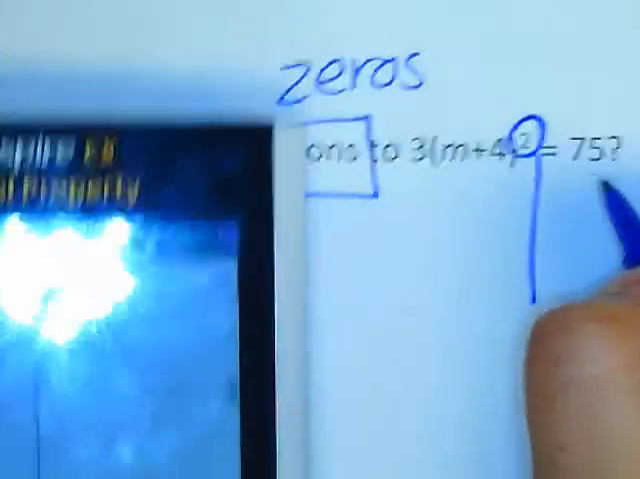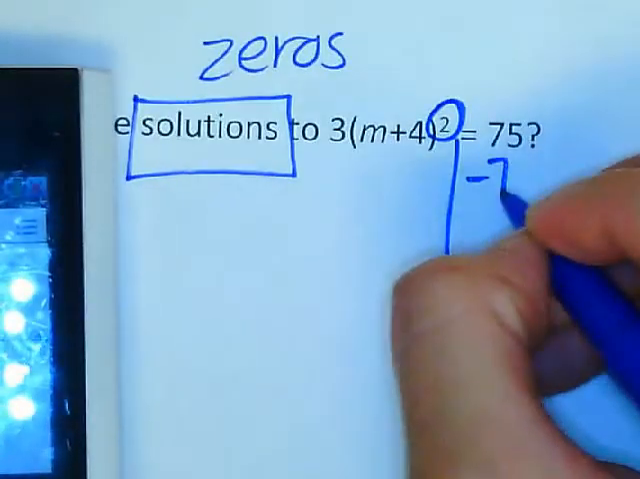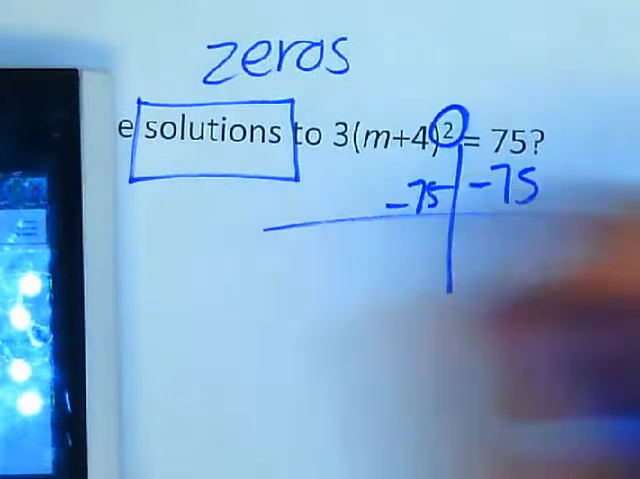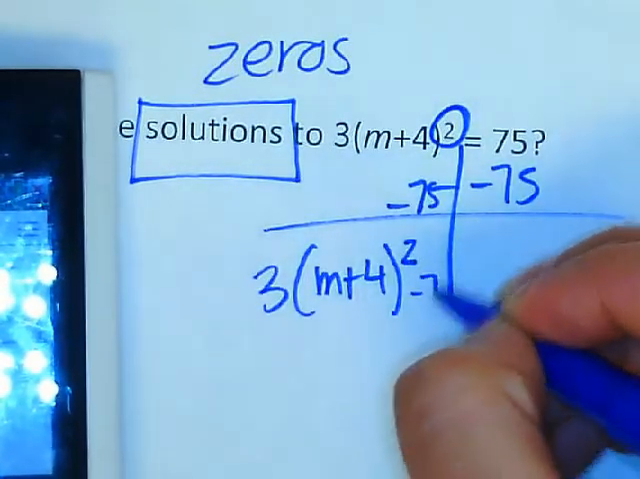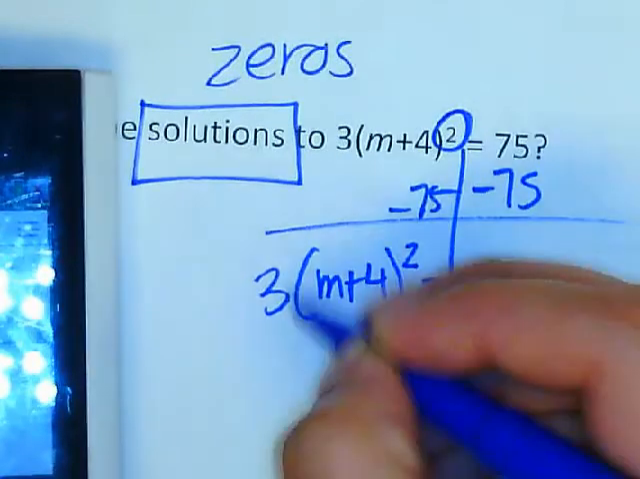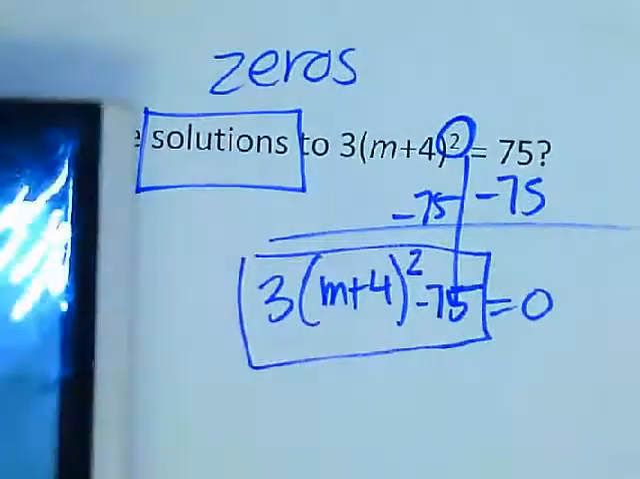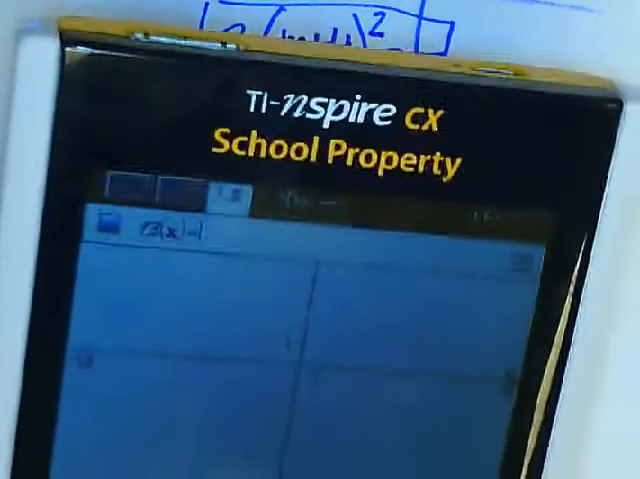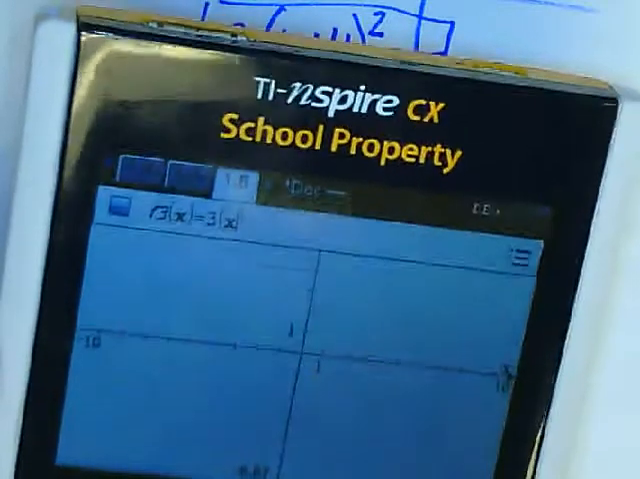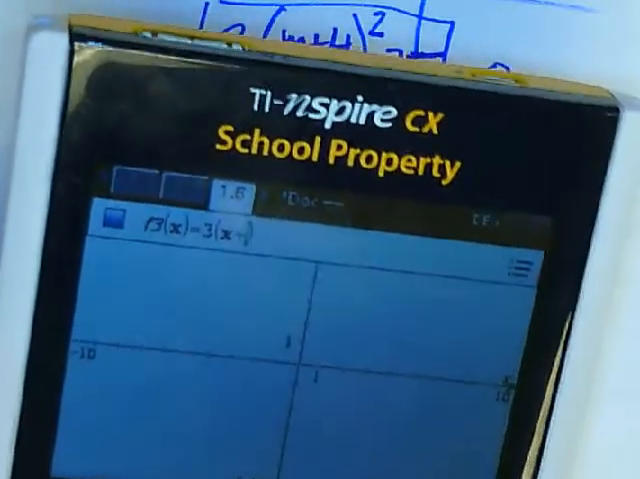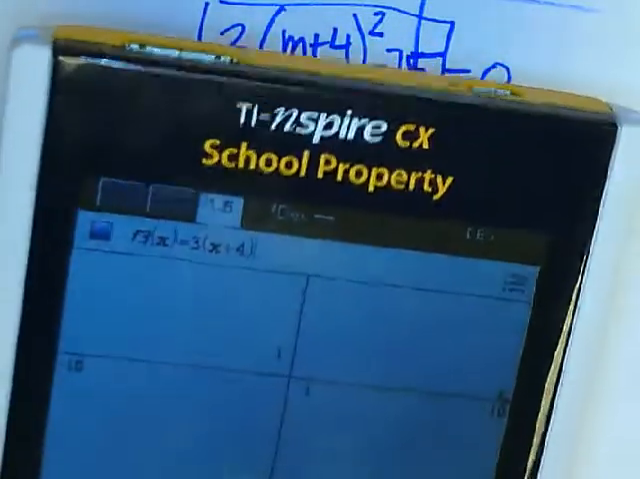Okay, to graph it, it has to equal 0. So I have to move the 75 over. This part is what I would graph in the calculator. So I'm going to type it in. And instead of m, I'm going to use x, because that's what the calculator requires.